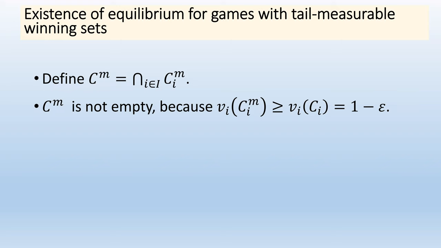Are there more questions? Galit, can you show an example, related to the previous question, where CI cannot be chosen to be tail measurable?